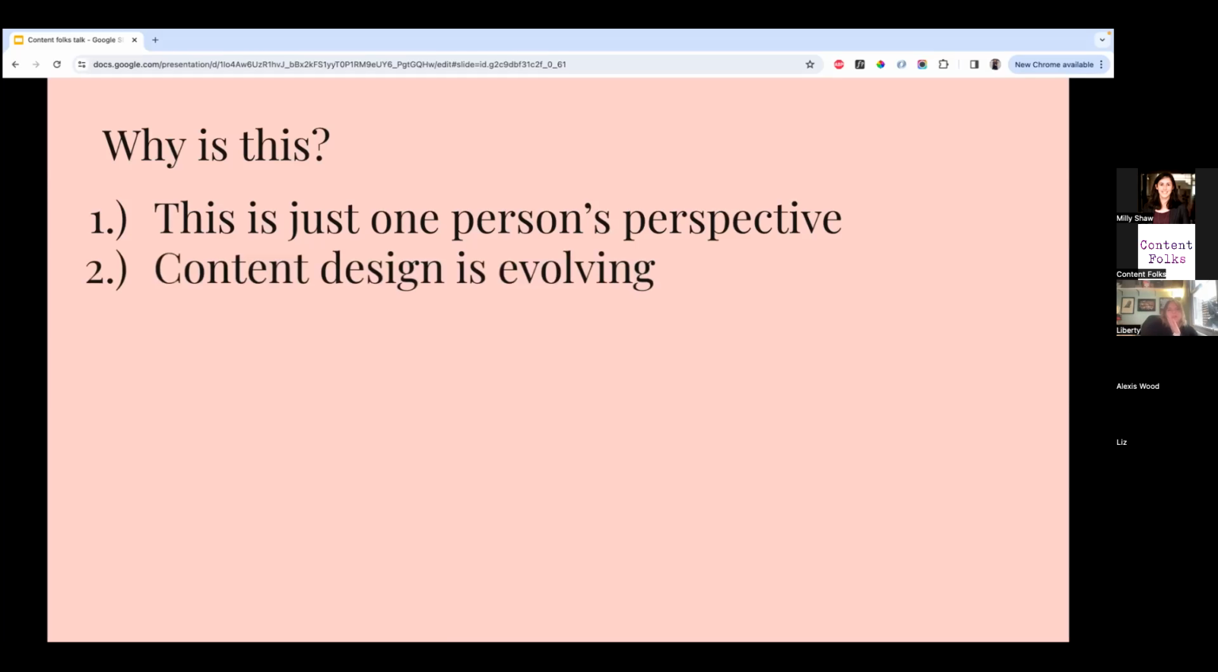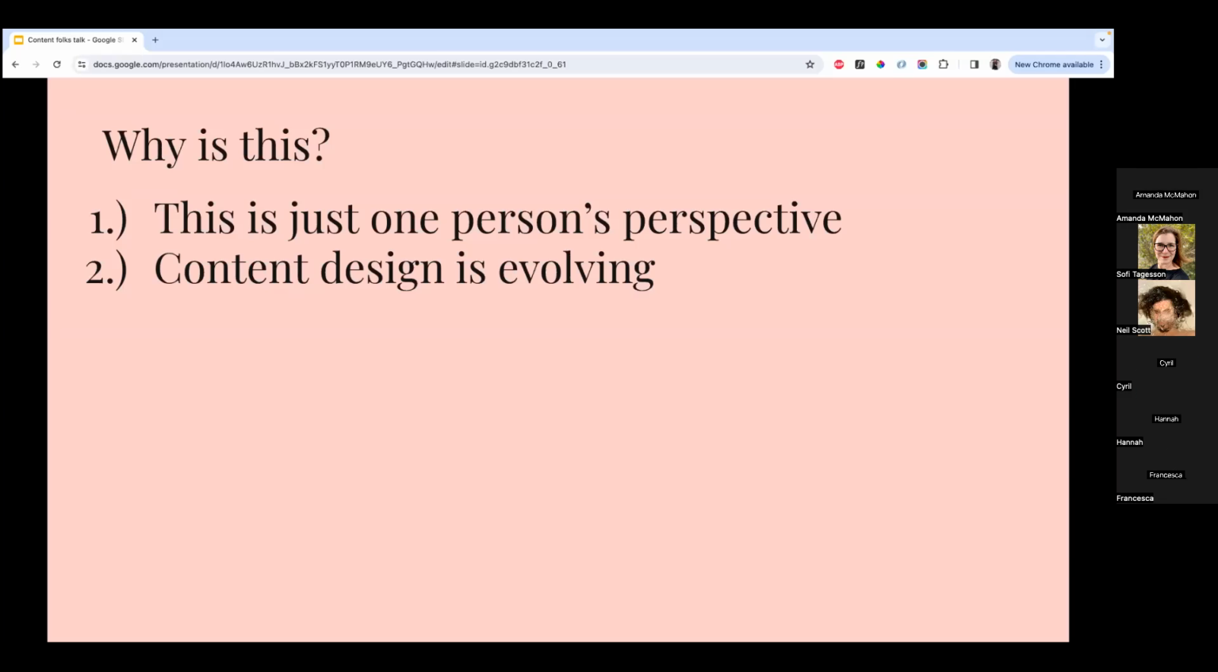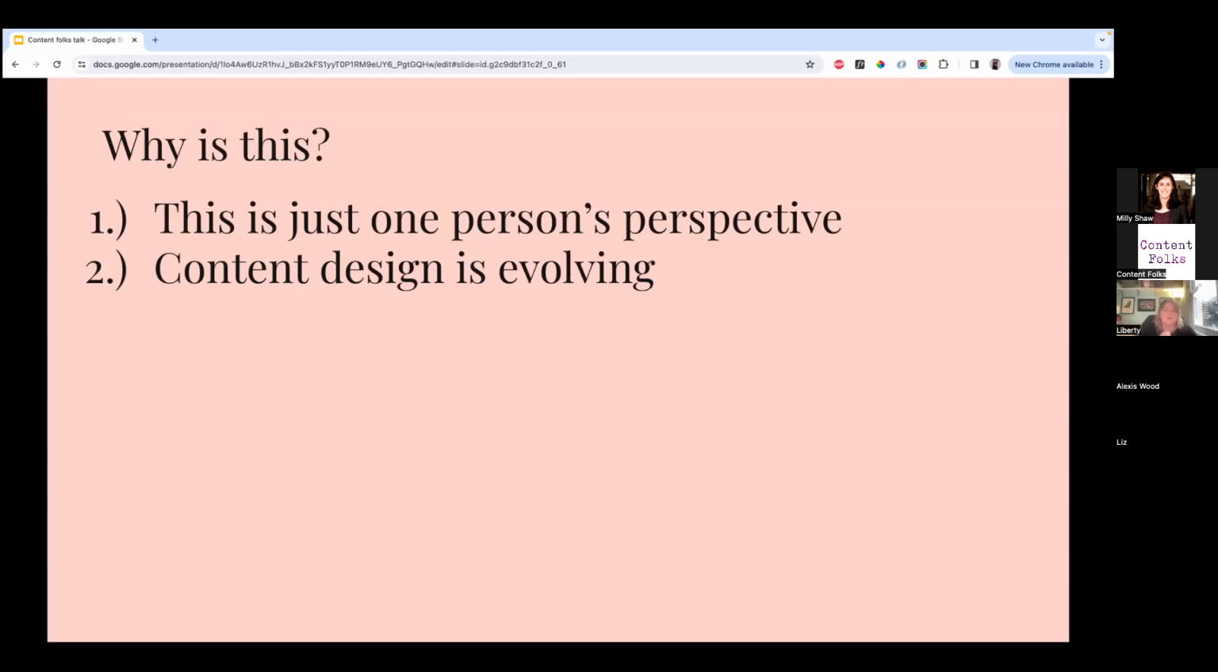The second one is that content design is evolving. Again, I read my first content design book in 2017, and obviously quite a lot of time has passed between then and now. Since then, content design has exploded into the private sector, having started really as a discipline with a name and a culture and methods and standards in the public sector, then leaked out into the charity sector, and now is exploding everywhere.